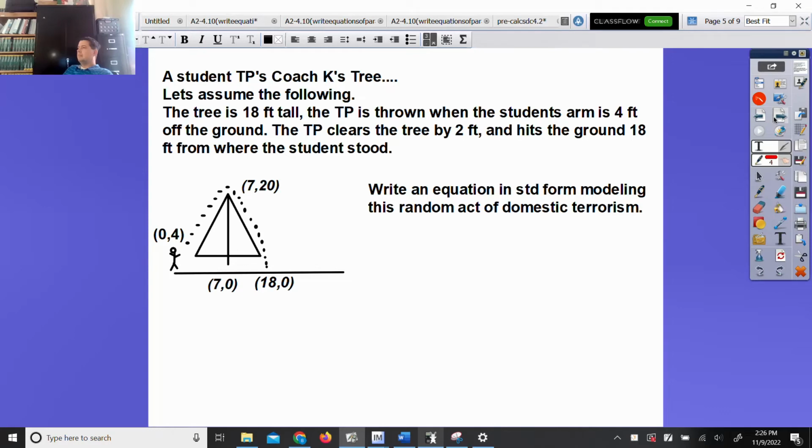Oh, so this is domestic terrorism. That's how they would classify it. It's vandalism. Is there any difference? I don't know what that means.